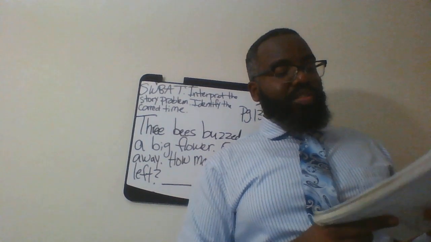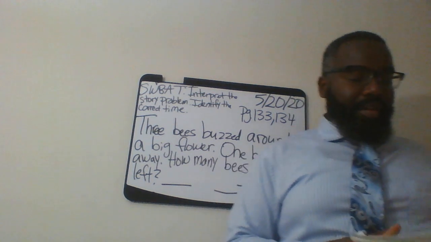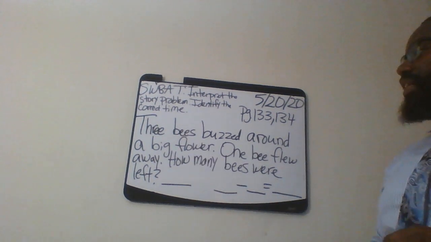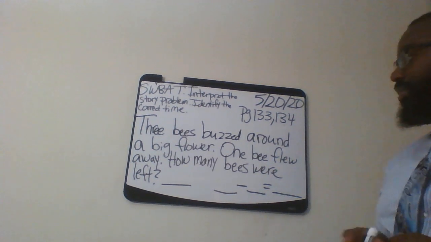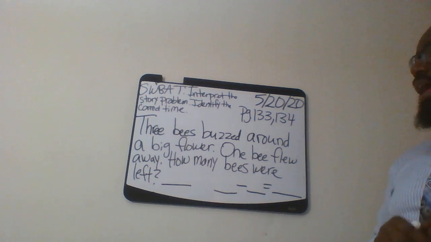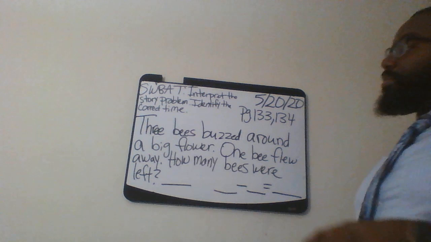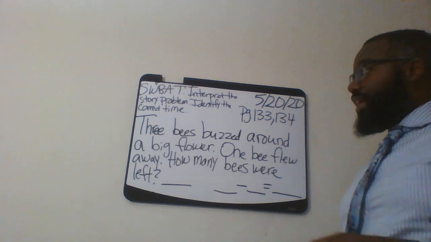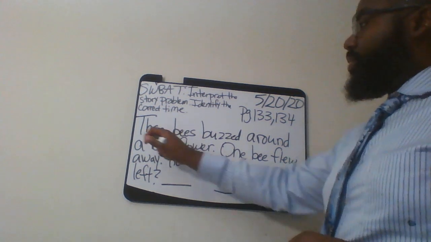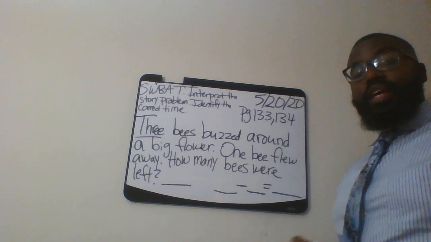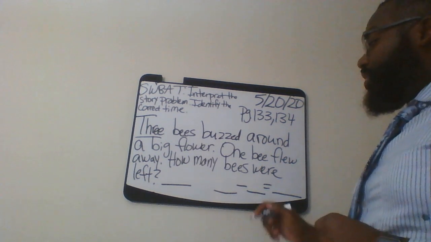All right, let's move on to number 3, dealing with our story problem. Here, 3 bees buzzed around a big flower. 1 bee flew away. How many bees were left? As you can tell, this is a subtraction problem. So let's read through the first sentence again. 3 bees, so we underline 3 because 3 is the first number we're looking for.